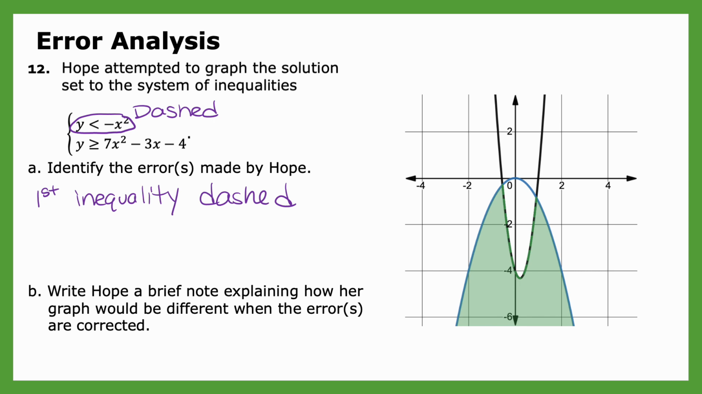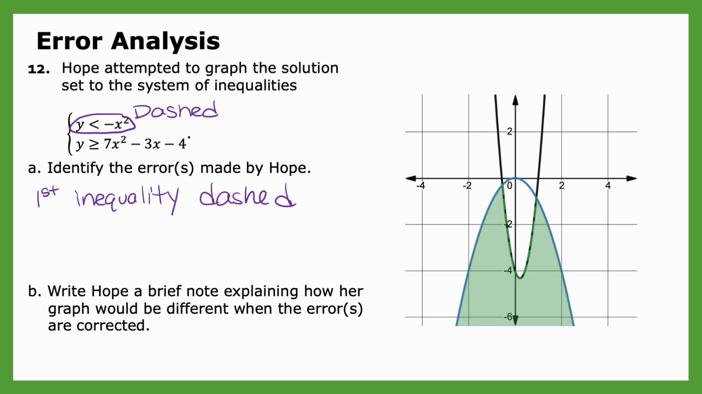Her parabolas are in the right spot. So if it's not an issue with where she put the parabolas and the lines are good, she shaded it wrong. Which one is shaded wrong, the blue or the black? No, we're not sure. Okay, so think. The black line is the very first equation. No, sorry, the blue is the first equation. If it is less than, is that above or below? Below. So the shading on the blue is good.